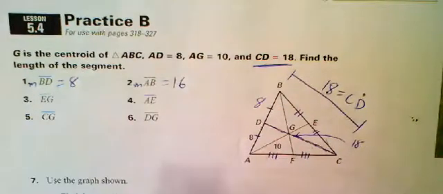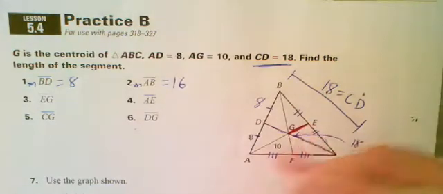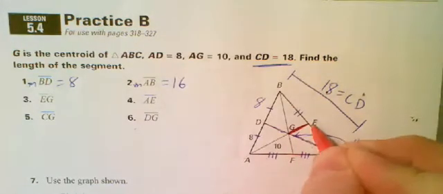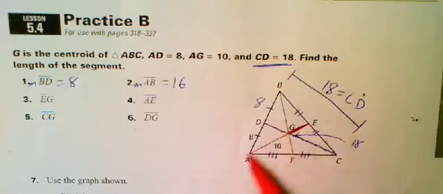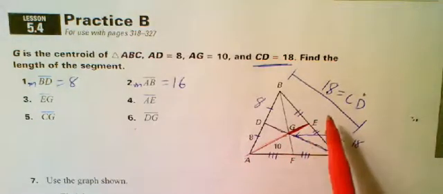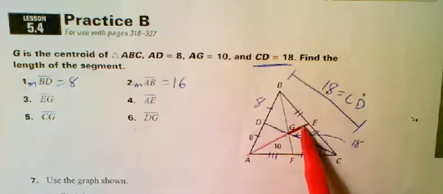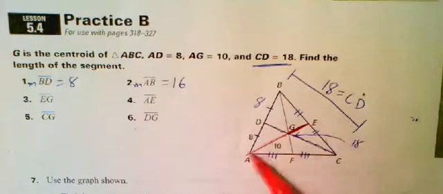How about EG? Alright, now we're getting into some interesting stuff here. EG is just this little piece of the median from A to E. So what we learned today was there's a definite relationship between the pieces of the median of a triangle. And the one piece they gave us is this one, which is 10. And depending on which class you're in, hopefully you were able to tell that this little piece here is exactly half of the bigger piece.